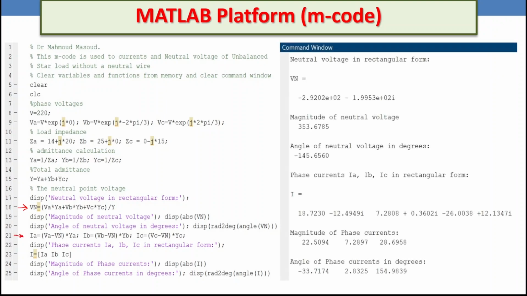So what are the results? We have the neutral voltage, the same result we got from the previous case, method number 1: 353.7 volts angle minus 145.7 degrees. About the currents, we have the same values: IA, for example, 22.5 angle minus 33.7, IB 7.3 angle 2.8, and IC 28.7 angle 154.9. Again, we can use the currents to calculate the power, but I leave the power for you. The power is I squared R, Q equals I squared X, and S is either V I conjugate, or you can use root of P squared plus Q squared.